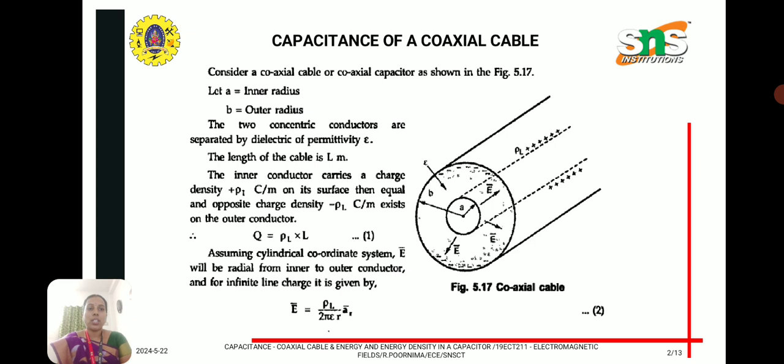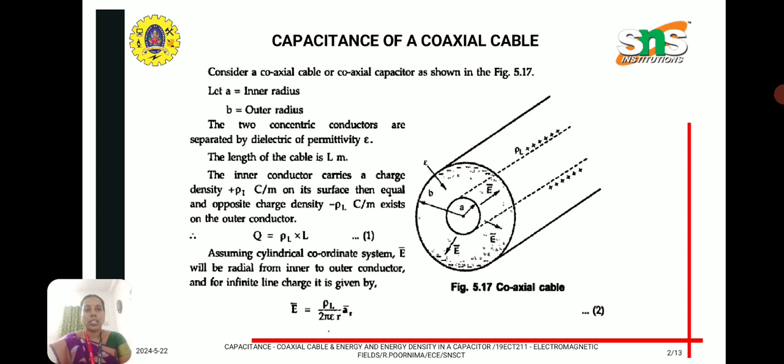First of all, we are going to consider the coaxial capacitor as shown in this diagram, where it consists of two concentric conductors separated by a dielectric. The two conductors have radii of small a and b, for the inner radius and outer radius respectively, and the permittivity of the dielectric is epsilon. Consider the length of the cable as L for calculation.